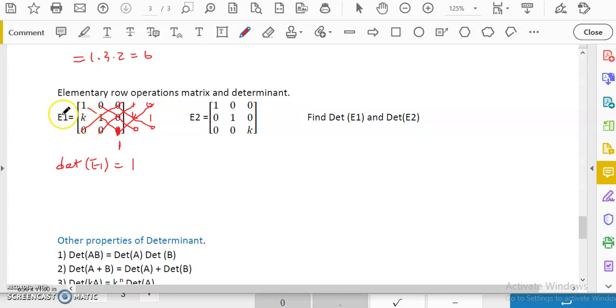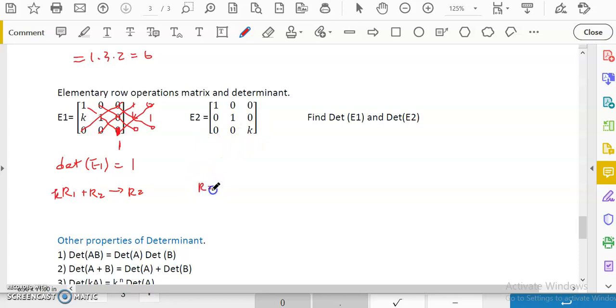So it's equal to 1 only. Even if I have a k here, it doesn't contribute to anything. Now, what is this elementary matrix for? It is for adding a multiple of a row to another, like row 1. So this is k times row 1 plus row 2, put into row 2. And we know that this particular operation has a determinant of 1.